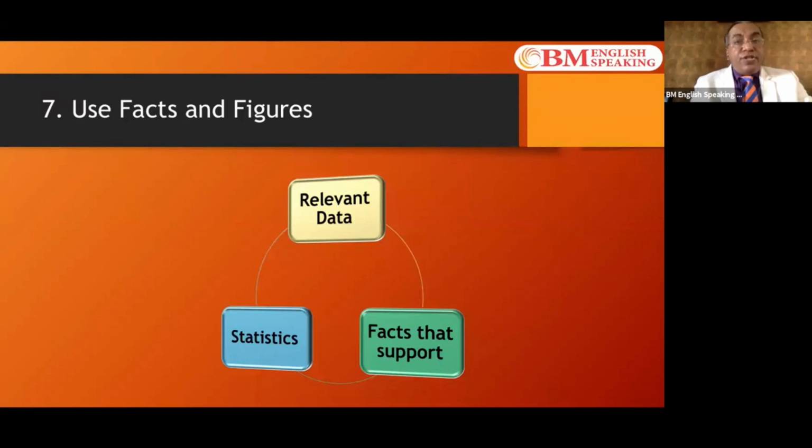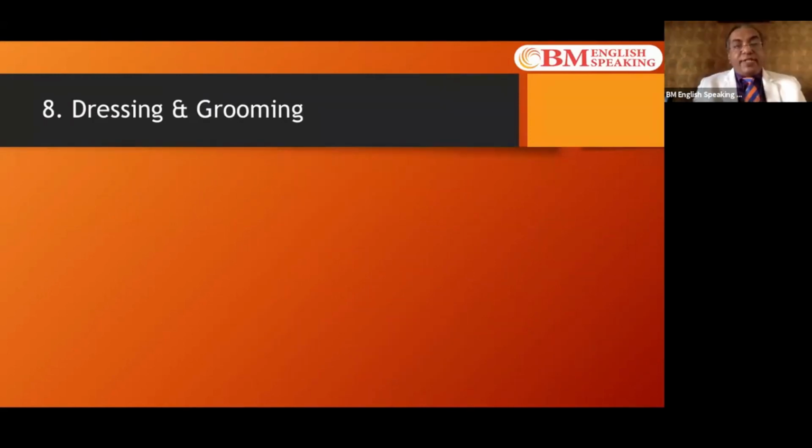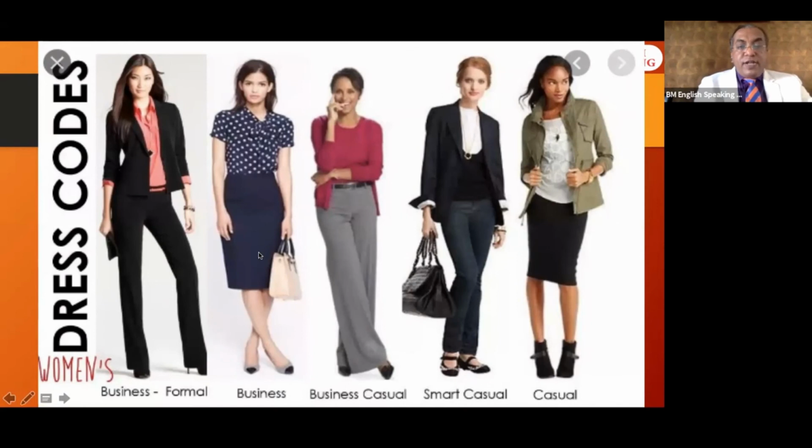Using facts and figures as a technique itself will help you bring so much clarity and effectiveness into your communication. Dressing is what we wear, and grooming is the makeup that you do, your hair, your accessories; all of that comes under grooming. So your dressing and grooming communicates so much. To be an effective communicator, you need to know what is appropriate and dress accordingly. I'll just share a couple of pictures. Your dressing will communicate which situation you are in, and that you are creating the right impression.